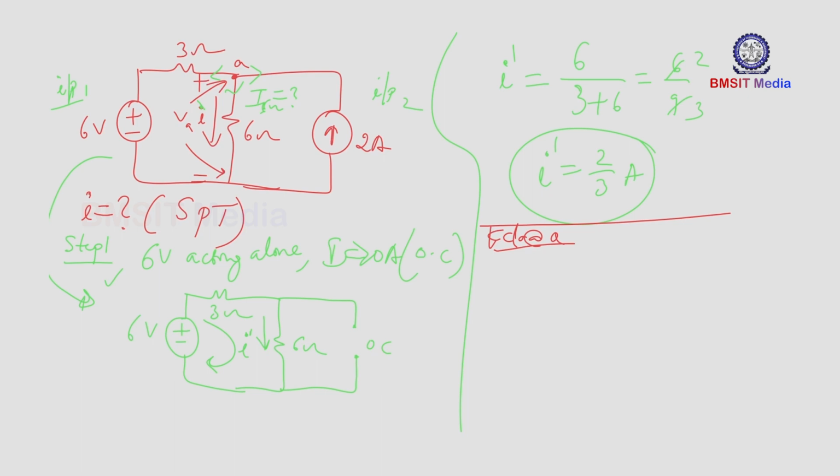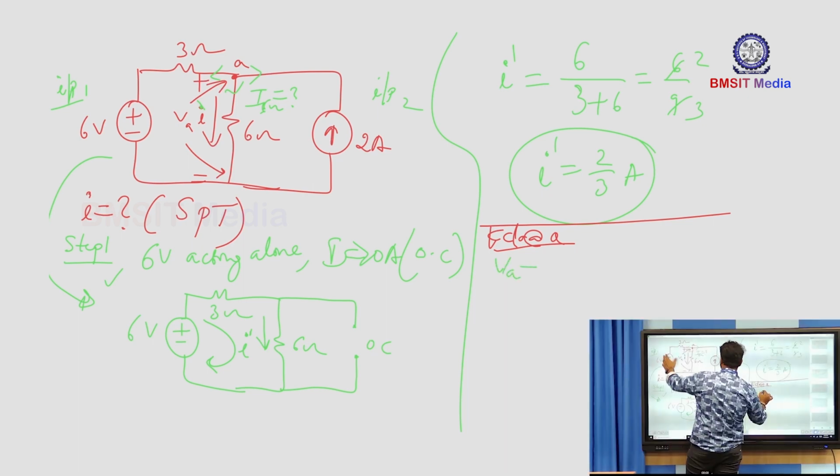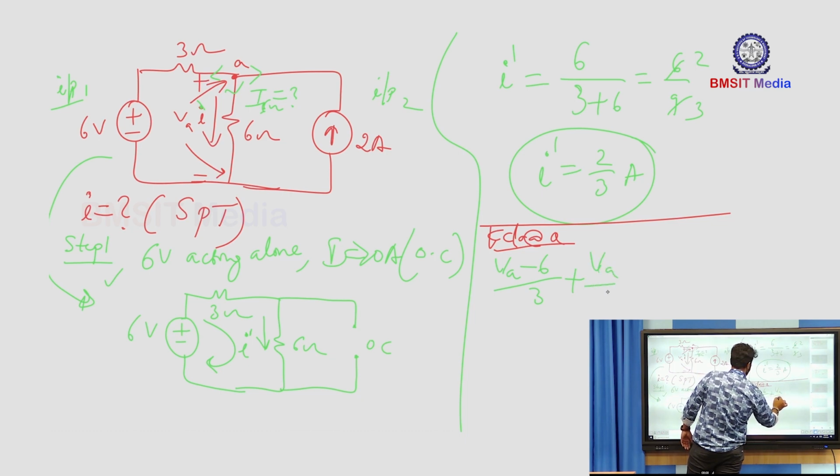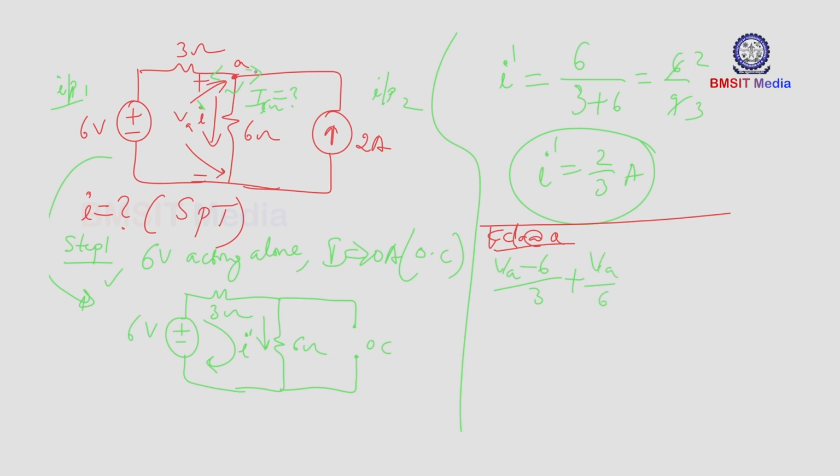So, you can write (VA minus 6) divided by 3 plus VA divided by 6, and we wanted a leaving current here, the actual current is entering. So, we wanted a leaving current, so you can write minus 2, which is equal to 0. Now, from this equation try to simplify for VA. So, what is VA you will get now? You can just simplify: 3 inverse into (VA minus 6) plus 6 inverse into VA. I will just consider VA as x, minus 2.